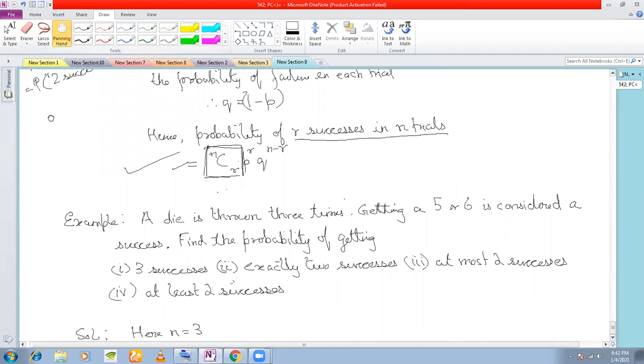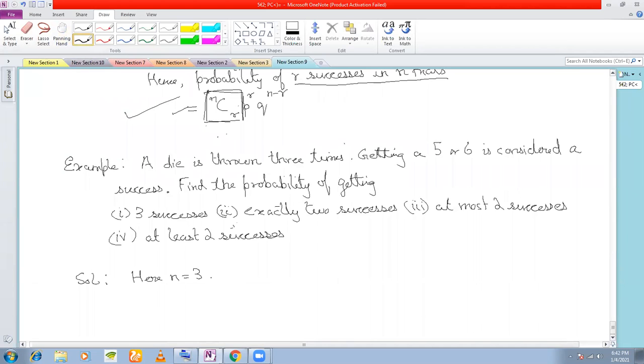Now we need to calculate the probability of success. What is considered a success? Getting a 5 or 6 is considered a success. So what is the probability of success? In throwing a die, what is the probability of getting 5 or 6? 1 by 6 or 2 by 6, sir. 2 by 6, which is 1/3, right?